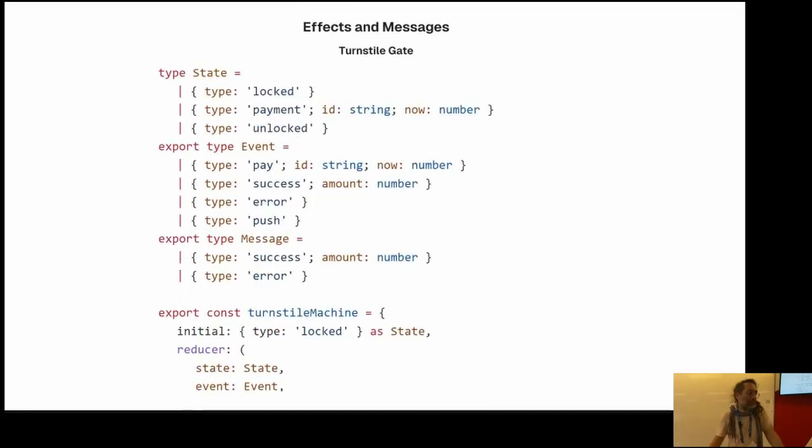So we have the states: locked, payment, and unlocked, and we have different events: pay, success, error, and push. Notice that pay and push are events that are triggered by the user, and success and error are events that are triggered by the system.